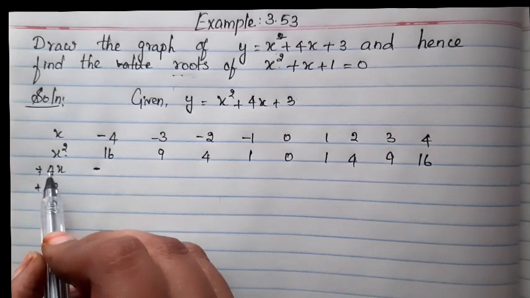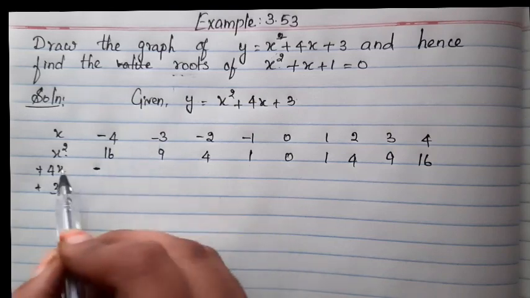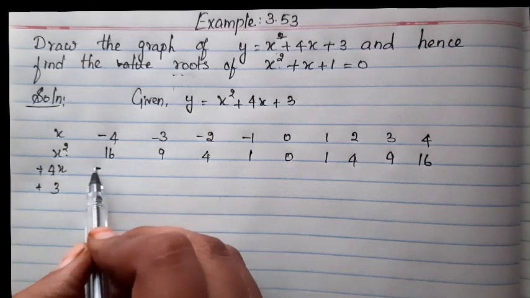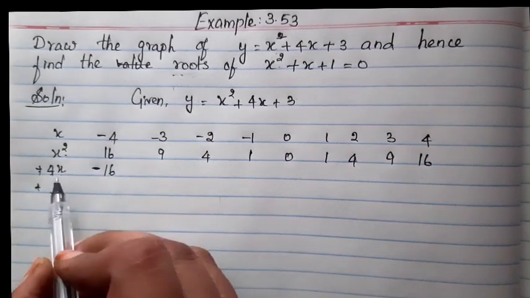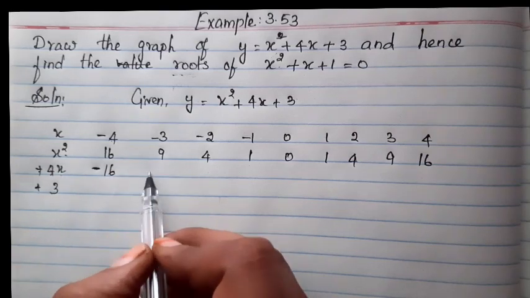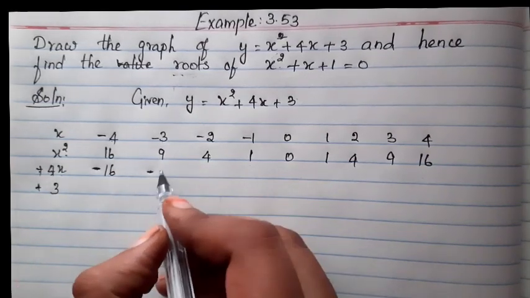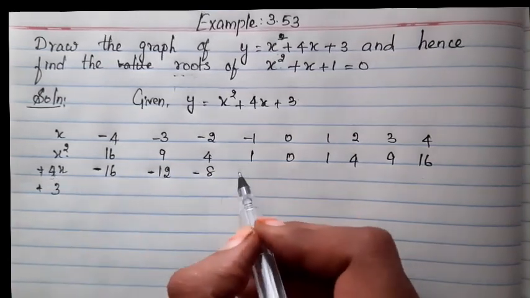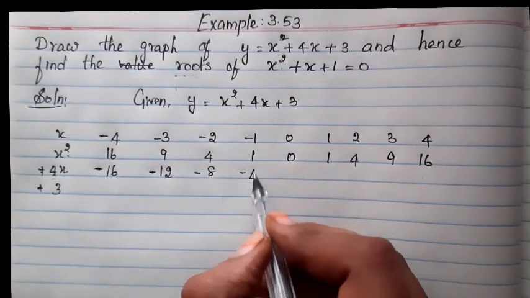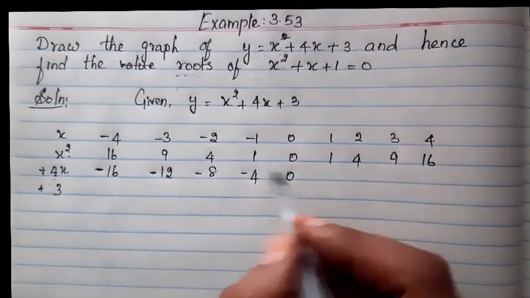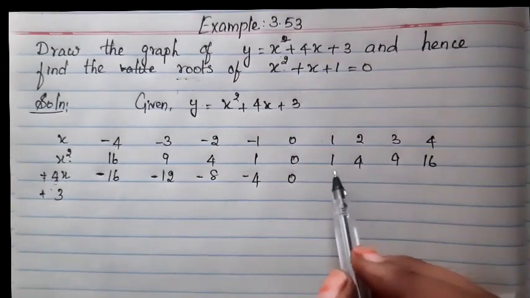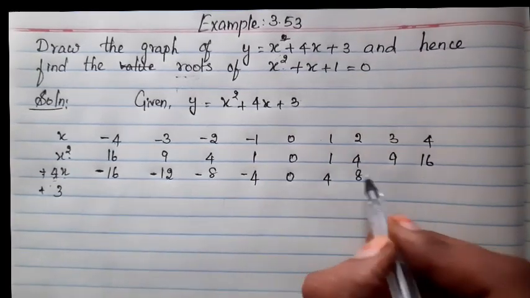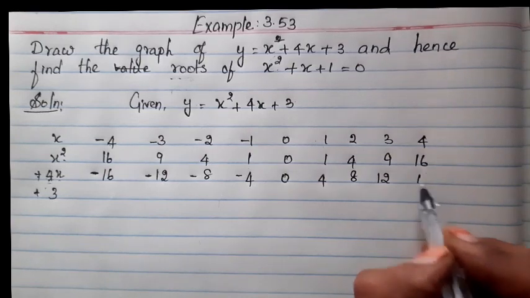So we have to multiply this 4 by the corresponding x values and we can write here. So 4 into minus 4. So minus already written, 4 into 4, 16. Next, here is minus. Then 4 3s are 12. Then again there is minus. 4 2s are 8. Again there is minus. 4 into 1, 4. Then 0 into 4, 0. Then both are positive, no problem. Here is everything is positive. 4 into 1, 4. 4 into 2, 8. 4 into 3, 12. 4 into 4, 16.